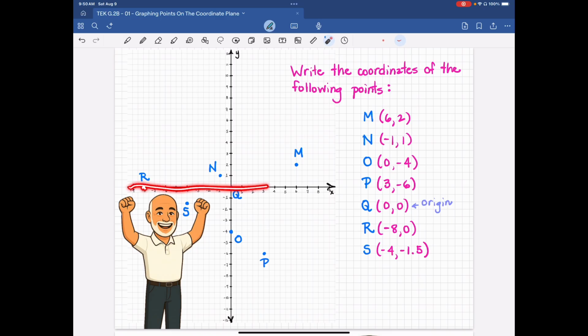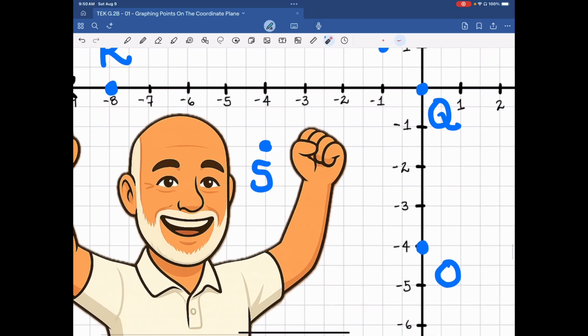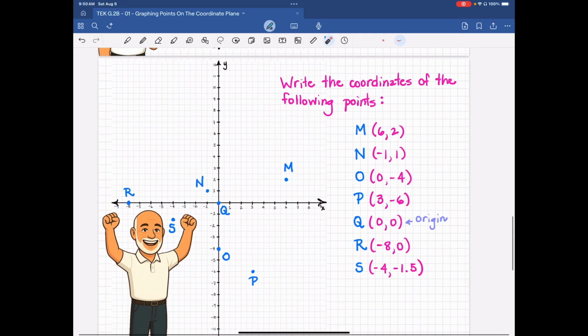R is at -8, it is on the x-axis. And S is a little bit tricky. If we zoom in a bit, you can see you go over -4, and then you go down, and it's between the -1 and -2, which makes the y-coordinate -1.5.